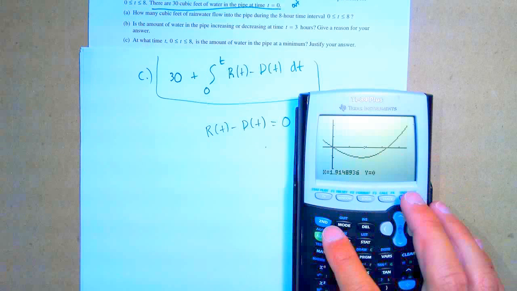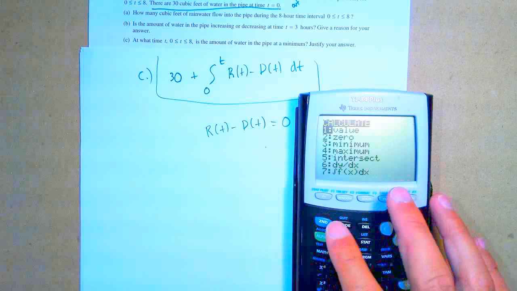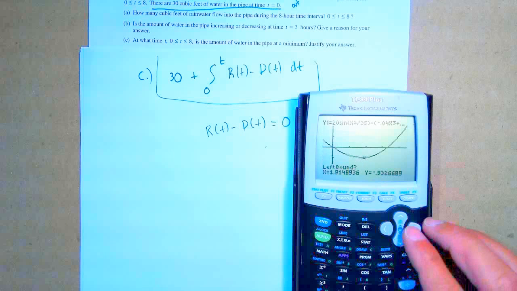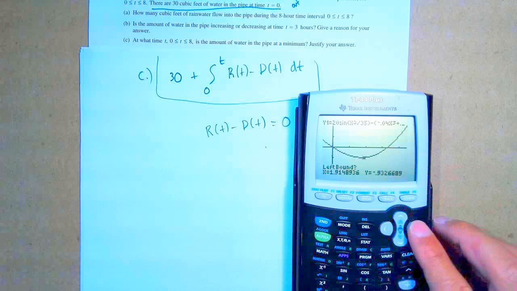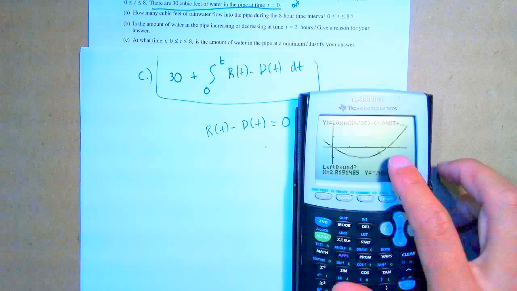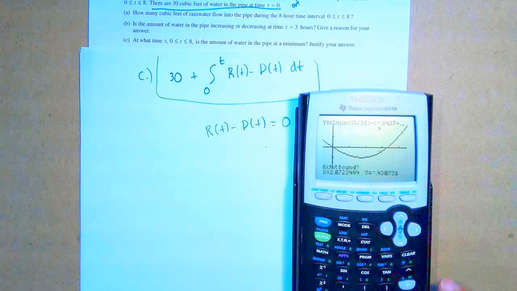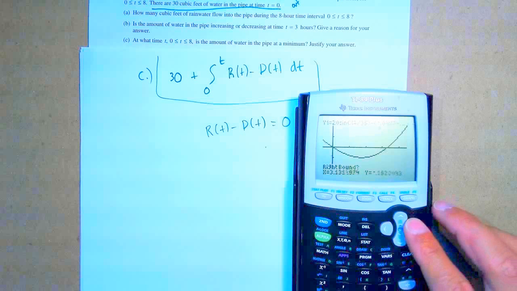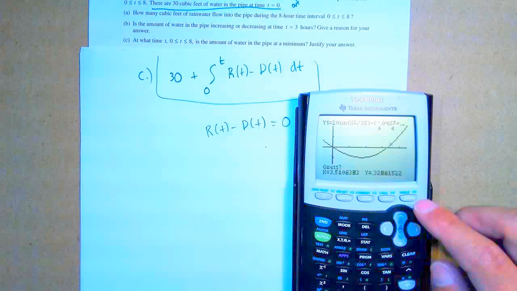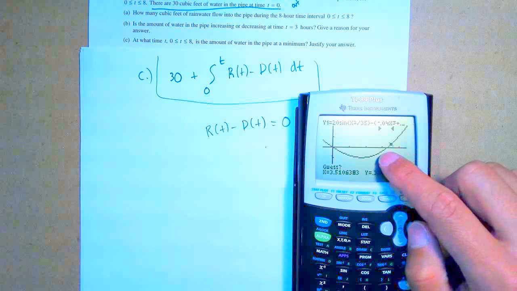So to figure this out, you're going to press second and calc. Second and calc. And you're going to type in 2. And it's going to say left bound. So since I know that it crosses there, I'm going to go really close to here on the left side of this 0, which is on the negative side. Press enter. I'm going to hover over to the right side of it. So what I'm essentially doing is trapping that 0 between the left side and the right side.